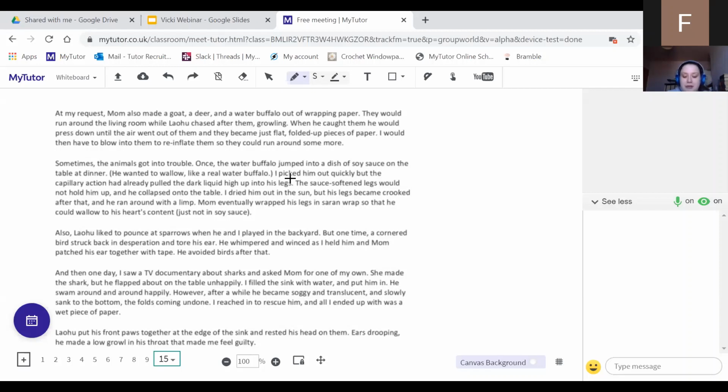He wanted to wallow like a real water buffalo. I picked him up out quickly, but the capillary action had already pulled the dark liquid high up into his legs. The sauce softened legs would not hold him up, and he collapsed onto the table. I dried him out in the sun, but his legs became crooked after that, and he ran around with a limp. Mom eventually wrapped his leg in a saran wrap so that he would wallow to his heart's content, just not in soy sauce.